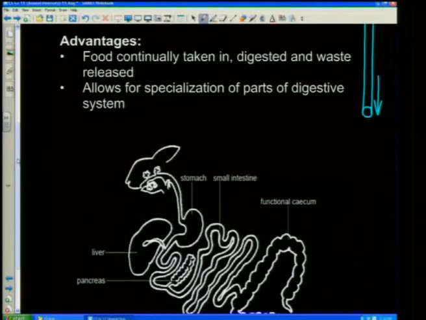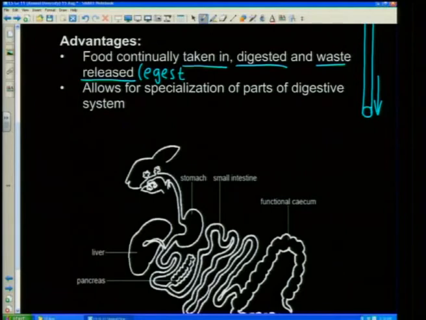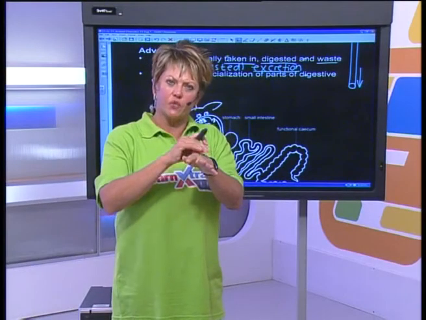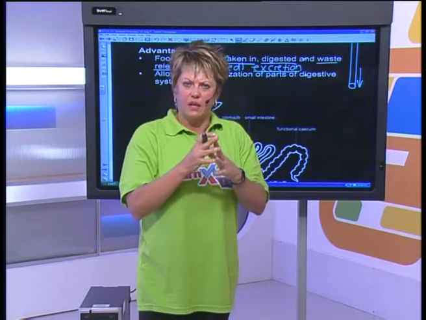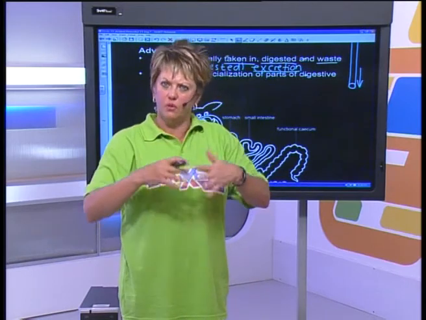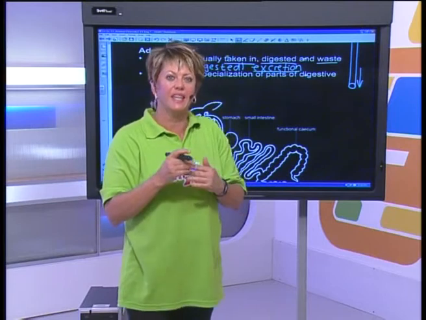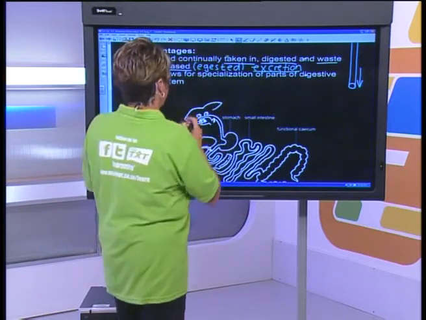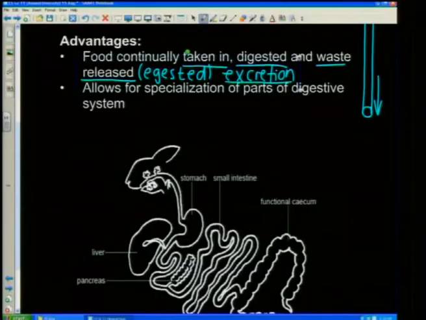The food is continually taken in, it's digested, and the wastes are released. So we're going to use the word egested. Now maybe I should just quickly mention our word excretion. I know that learners get very confused with these two words. You're mainly going to work with this word in matric. Excretion has got to do with body fluids. For example, you excrete sweat, which is water with all the salts and waste products in there. And urine is excreted. It's also water with all the wastes that's excreted. Solid wastes are egested. Just a brief explanation of what egested means and the difference between that and excretion.